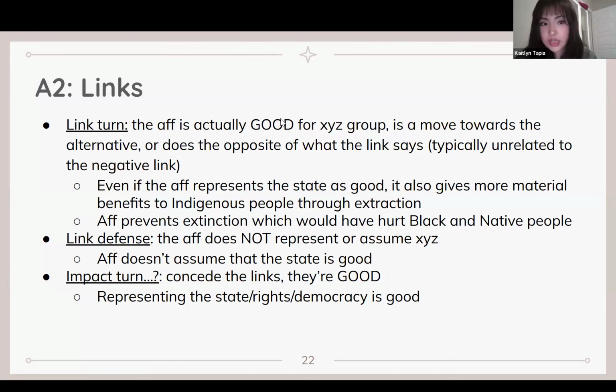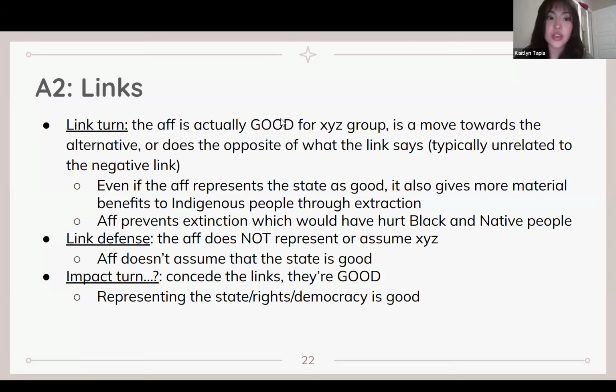Next is link defense, and just like the name suggests, it is defensive, right? It's not actually generating any offense for the AF, but it's just kind of shielding them from what the link is saying by saying that the AF does not represent or assume XYZ. So the negative would say that the AF assumes that the state is good because they use fiat, right? The AF can say, no, we don't assume that the state is good, because we say that the state should join UNCLOS because we actually think that the state is not doing a great job right now. But a way to fix that is by joining UNCLOS, right? And so that's a no-link argument because they're saying that you were wrong about our assumption.